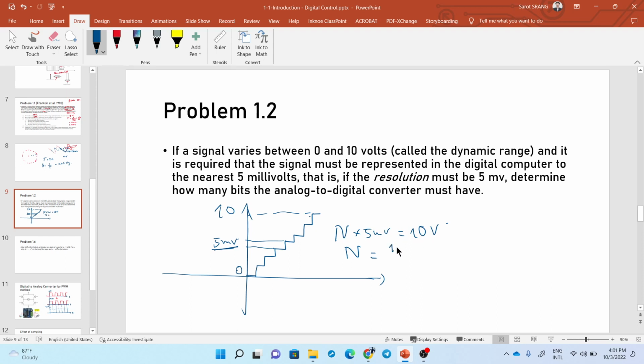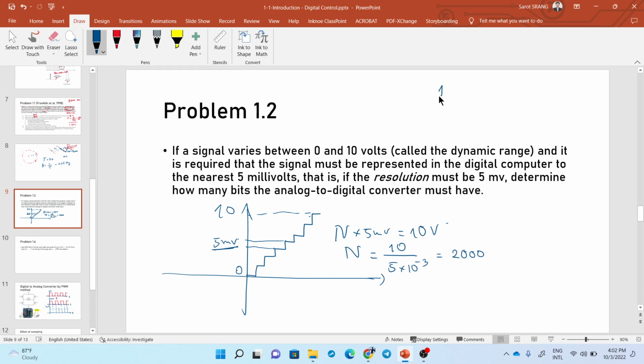N equals 10 divided by 5 times 10 to the minus 3. So you have 10 divided by 5 is 2, so you have 2000, right? And it's 2000. So how many digits of binary, how many bits do you need to have in order to have 2000 different numbers?